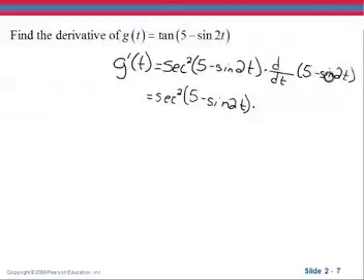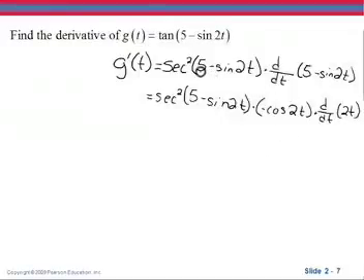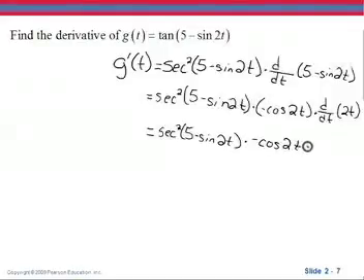So we start by differentiating sine. The derivative of negative sine is negative cosine. So we'll have negative cosine of 2t. Then we have to multiply by the derivative of 2t, the inside function. So we applied the chain rule once here and once here. That will give us secant squared of 5 minus sine 2t times negative cosine 2t times. And remember the derivative of 2t is 2.